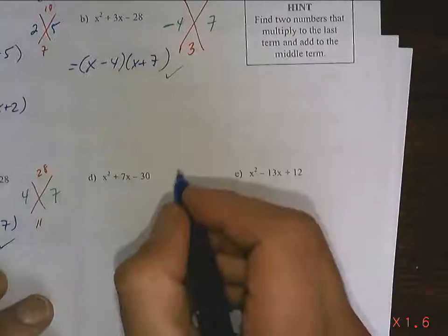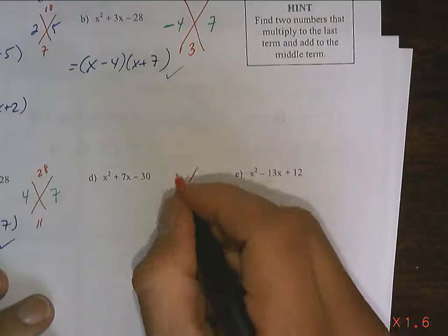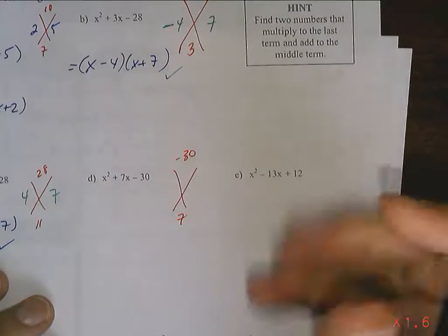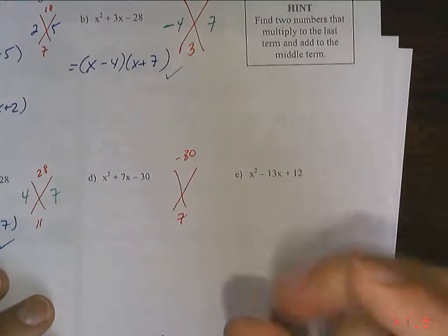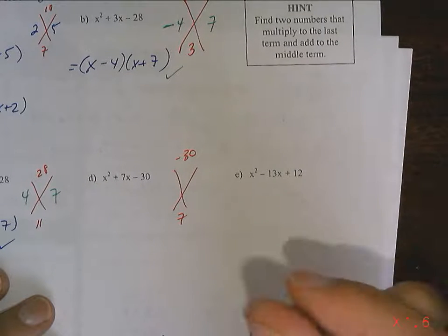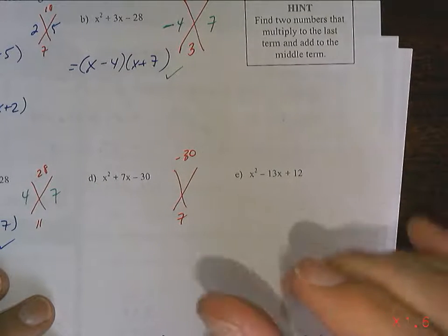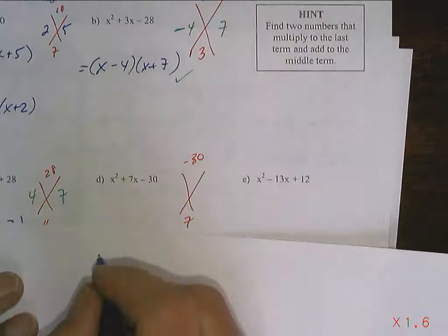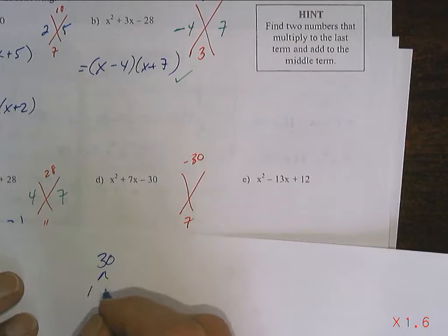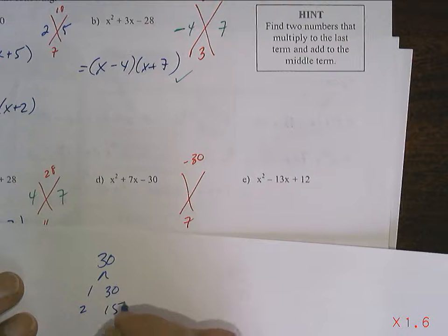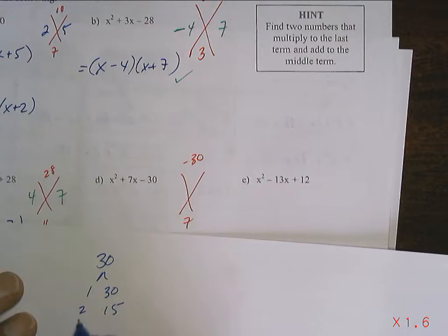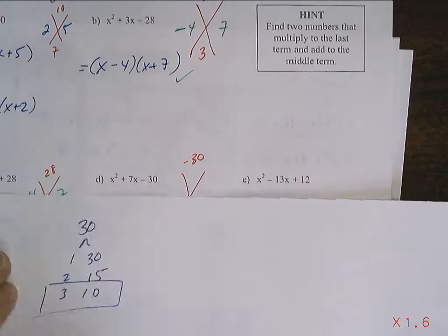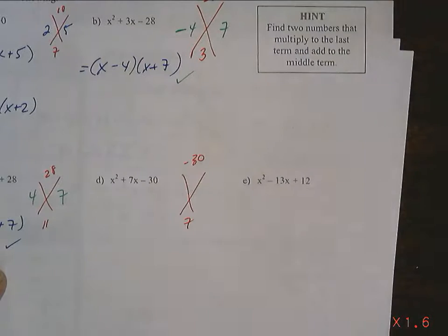Okay, negative 30. Two numbers that multiply to give negative 30 and add to 7. How do you feel about 15 and 2? That won't work. How do you feel about 6 and 5? If I can't find it in 30 seconds, I'm going to my factor tree. 1 and 30, 2 and 15, that won't add to 7. 3 and 10, that'll add to 7. Let's stop there. That's good enough.